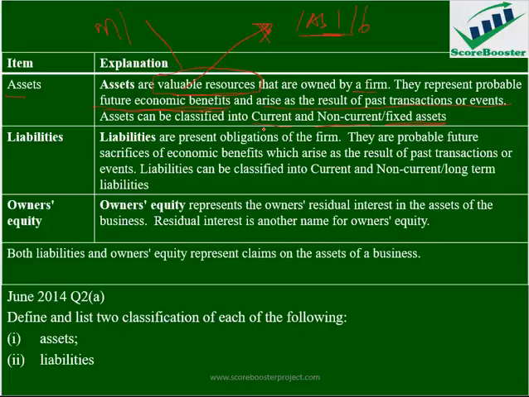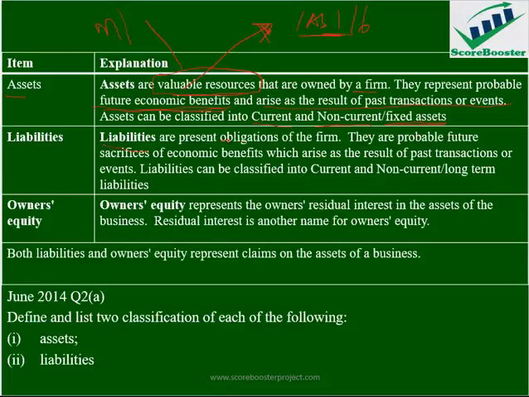However, if I buy, let's say, a packet of biro, and I'm going to use it within 1 month, it becomes a current asset. So these are things that we need to take note of in trying to distinguish between these two. The next item is liability.